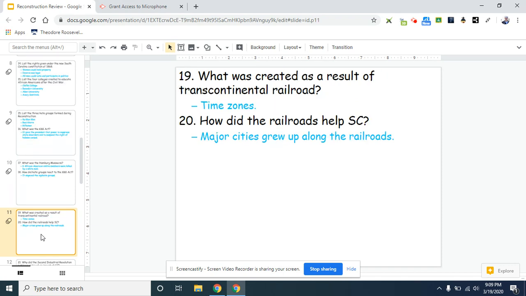19. What was created as a result of the Transcontinental Railroad? Time zones. Right? So when you can start moving between locations so fast that you run into the issue of time, we needed a way to organize it. And so the continental United States is now broken down into 4 time zones, right? You have Eastern, you have Central, you have Mountain, and Pacific.